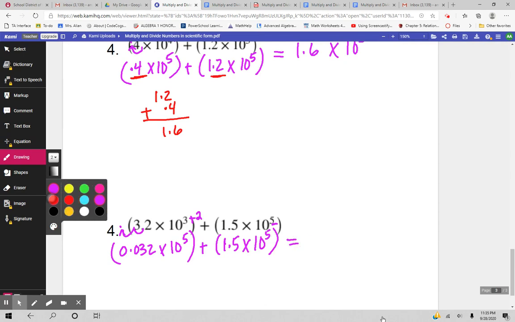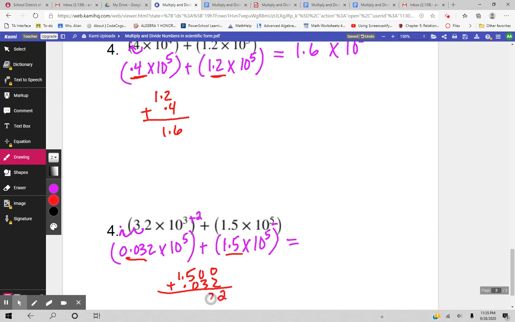All right, now you just combine these together. 1.5 plus, line up your decimals, 0.032. Add them. Put 0 here, 0 here, 2, 3, 5.1. So 1.532 times your matching power, 10 to the 5th. And that number is in scientific form, so we don't have to change anything.